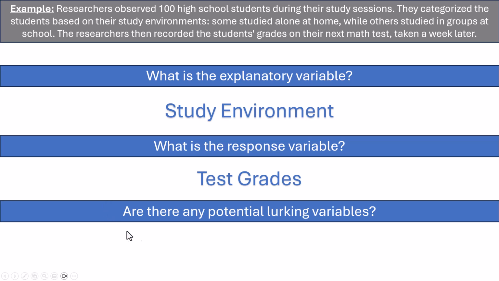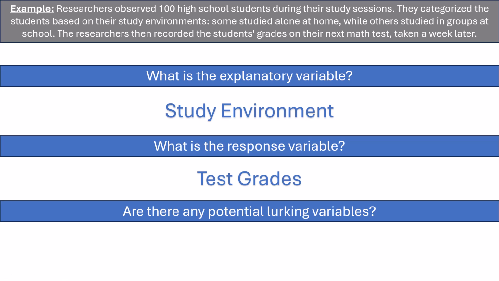Then we are asked if there are any potential lurking variables. So the causal explanation would be that the study environment is having some impact on test grades. But since we haven't done a controlled experiment here, we wouldn't really be able to say for sure whether or not environment is really affecting test grades. There could be some other variables we haven't collected that are kind of influencing the results.